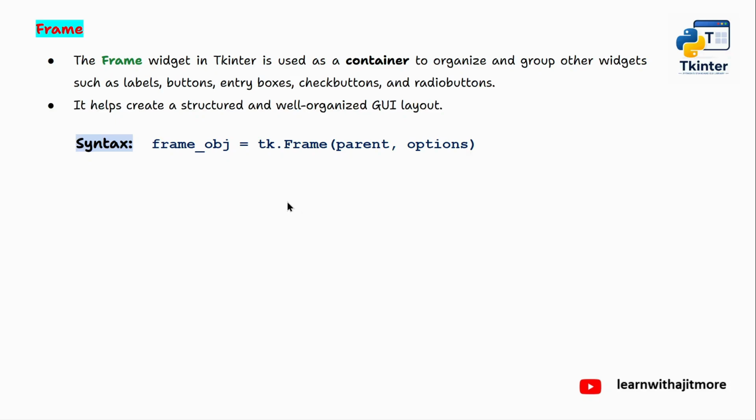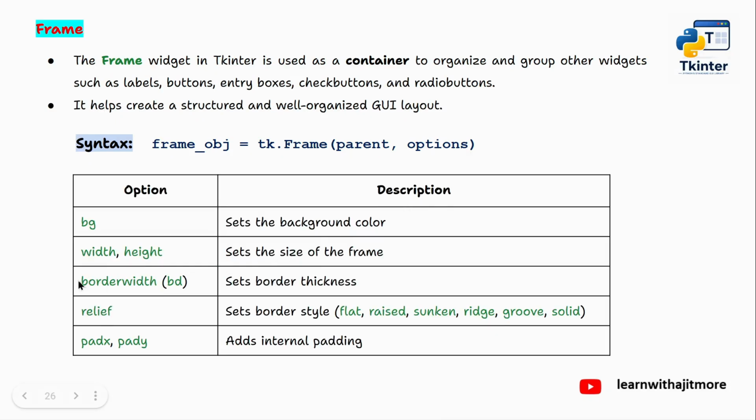Okay. All those standard options are there that we will learn. So background color, BG, you can give. Then the width and the height of the frame you can set, the size of the frame. Then the border width, which you can give by BD also, or border width, or only BD. Then the border style you want, that is by relief. Different border styles are there: flat, raised, sunken, ridge, groove, solid. You can check. You can give different ones and then test it.